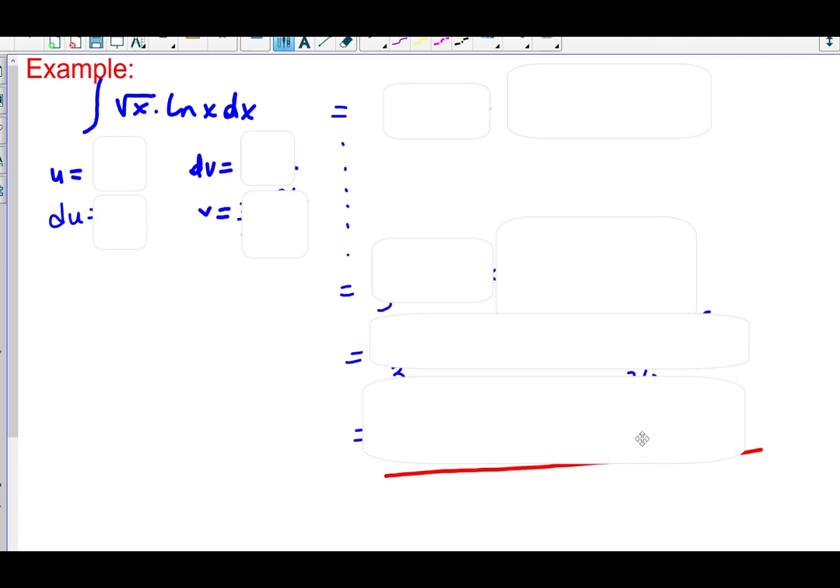All right, so here's another example involving the natural log function. We have the square root of x times ln x. Again, technically this is of the form x to a power times ln x. We're going to apply what we just learned. Let u be ln x and dv be the power of x. So let u be ln x and dv be x to the 1/2. In this case, square root of x, same as x to the 1/2 dx.